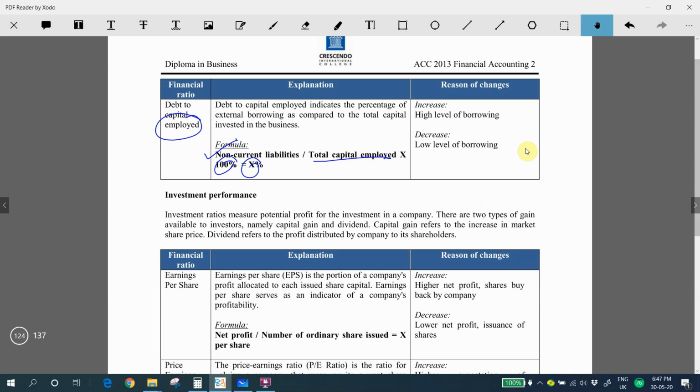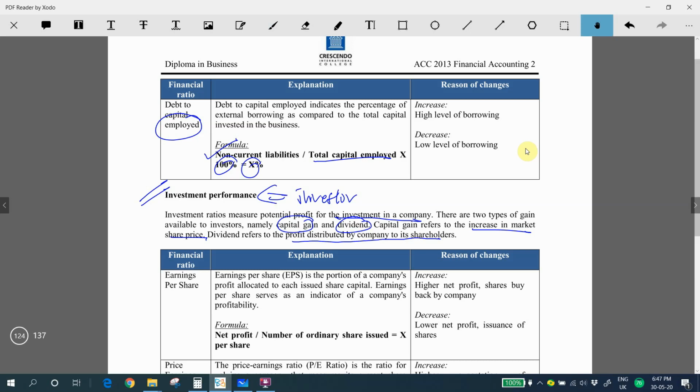Next, the next ratio is regarding the investment performance. Investment ratio measures the potential profit from the investment in a company. So this one is more related to the investor. There are two types of gain available to investors, namely capital gain and dividend. Capital gain refers to the increase in the market share price. Dividend refers to the profit distributed by the company to its shareholders.